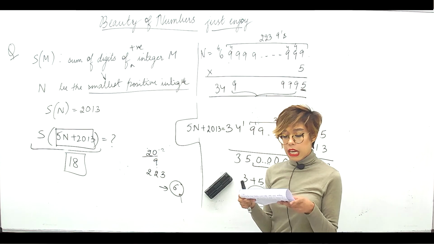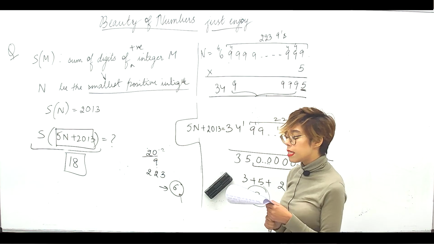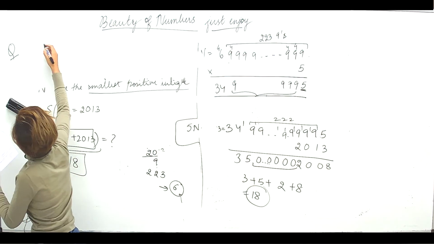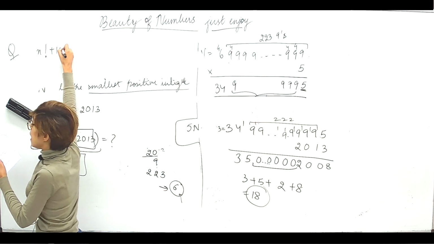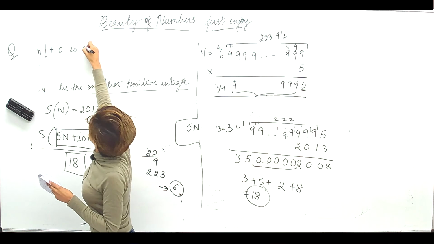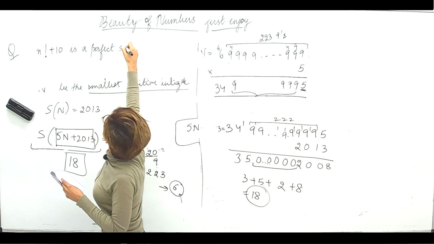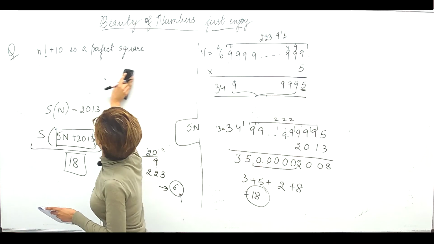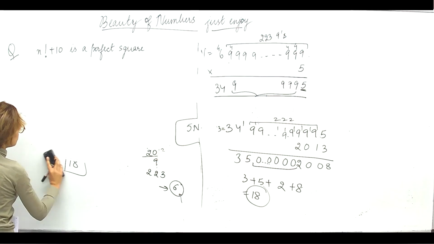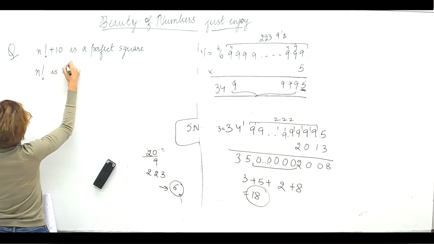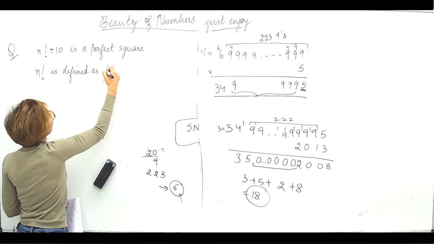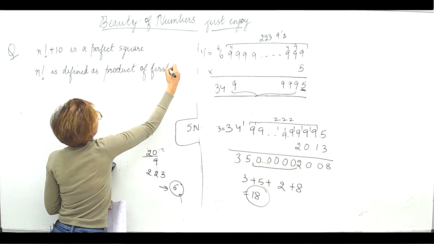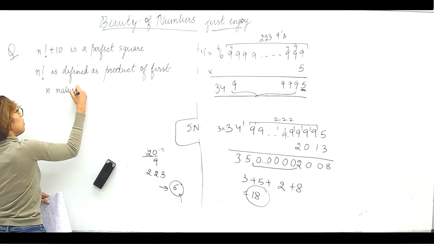Write all natural numbers n such that n factorial plus 10 is a perfect square, where n factorial is defined as, you already know, even if you don't, I am telling you what n factorial is: the product of the first n natural numbers.